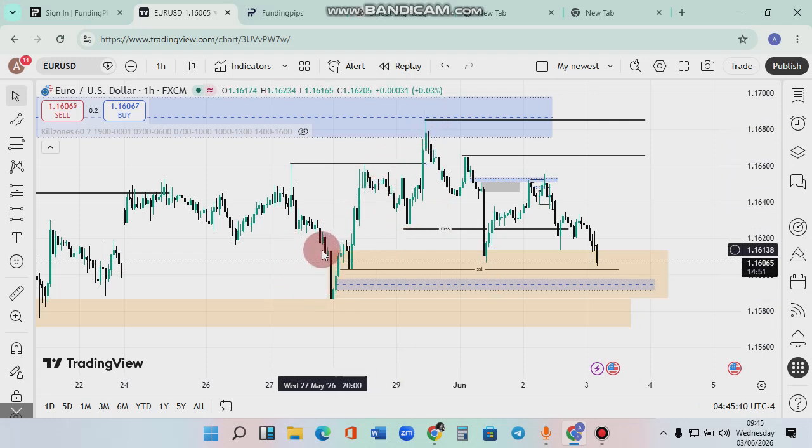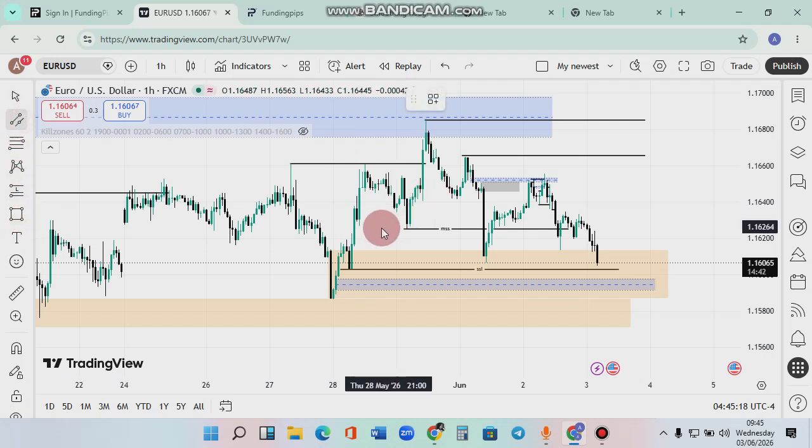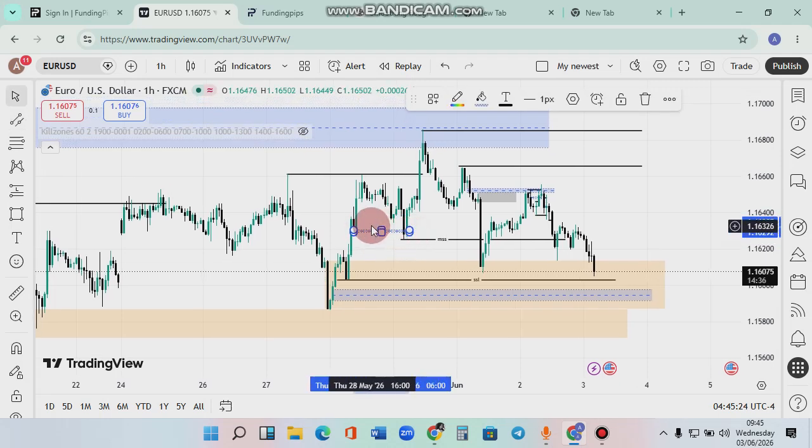And this was where the movement started from. Price should have come here first before it moved. Look at what price did. I want to show you. Just listen. Price did what? Price revisited this fair value gap. It revisited this fair value gap.